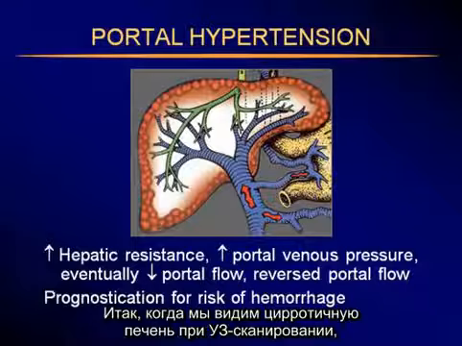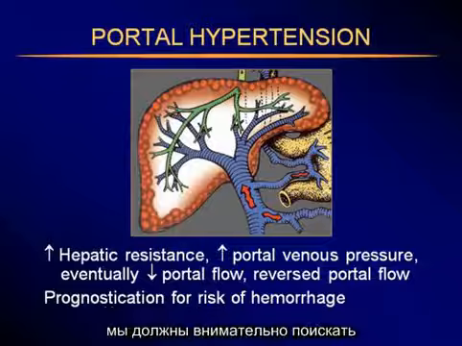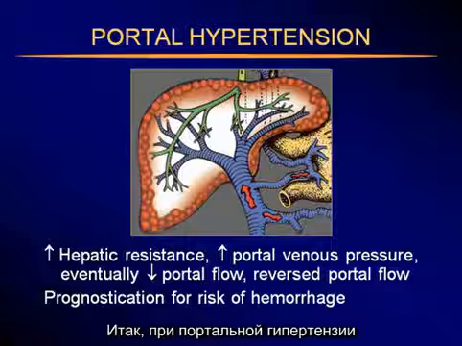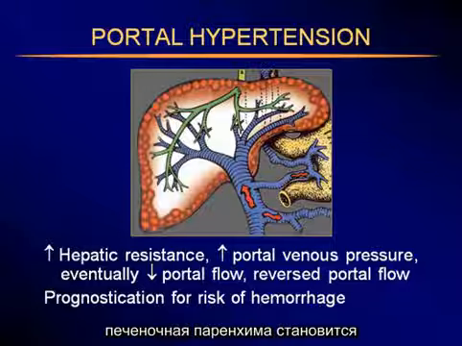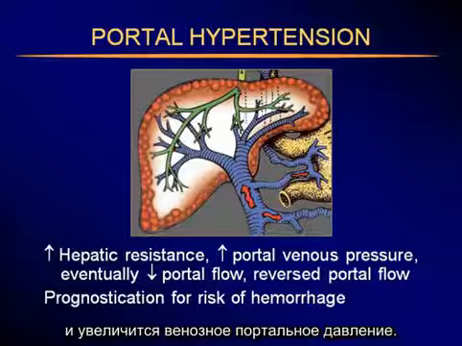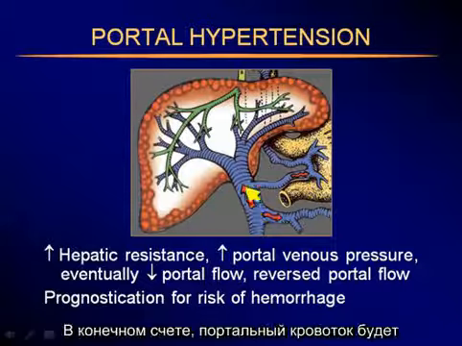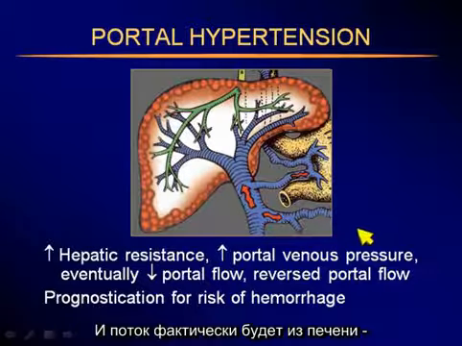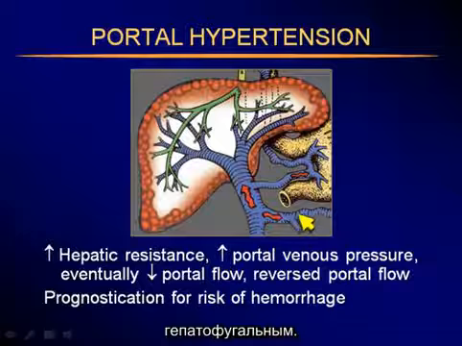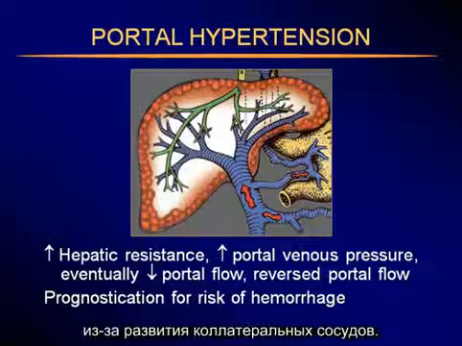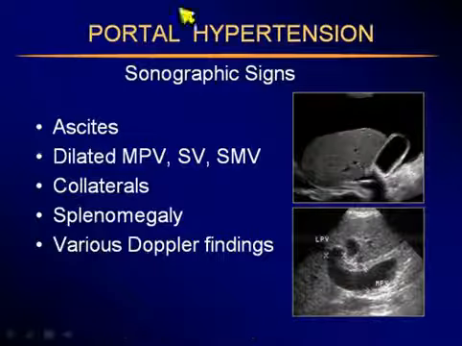So when we see a cirrhotic liver on ultrasound, we then have to right away look for clues of portal hypertension. So with portal hypertension, the liver is diseased. The liver parenchyma develops resistance to blood flow. This increases the portal venous pressure. Eventually, the portal flow will slow down, and it will reverse, and flow will actually be going away from the liver, hepatofugal. And there's then increased risk of bleeding because collateral vessels open up.